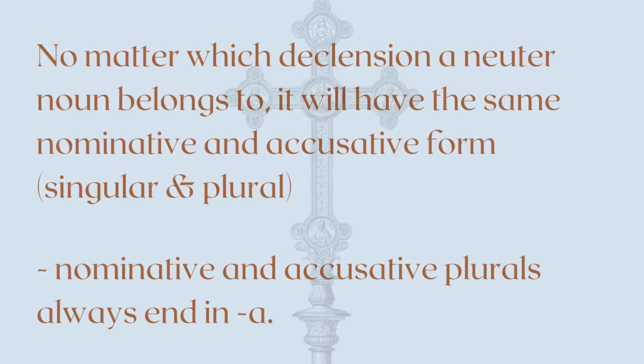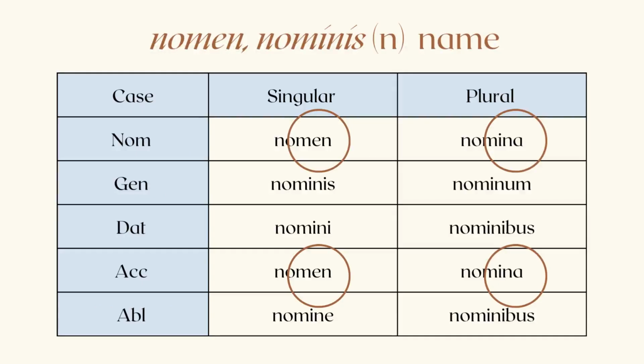A little tip about neuter nouns in general. No matter which declension a neuter noun belongs to, it will have the same nominative and accusative form in both singular and plural. And the nominative and accusative plurals always end in "a". So looking at nomen, you'll see that nominative singular and accusative singular both end in "n", and nominative plural and accusative plural both end in "a".